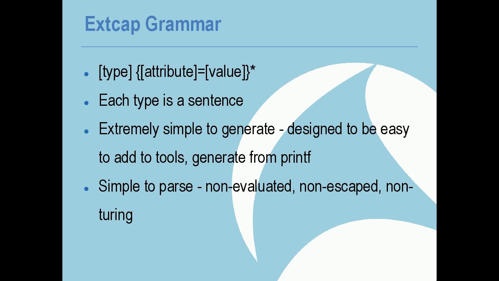Okay, so I'll talk about the grammar a little bit. It's really basic. Everything is made up of elements that look like the first line. You've got a required type, and then you have any number of attribute value pairs. At least one, but as many as you want. Each type we call a sentence, and that's it.